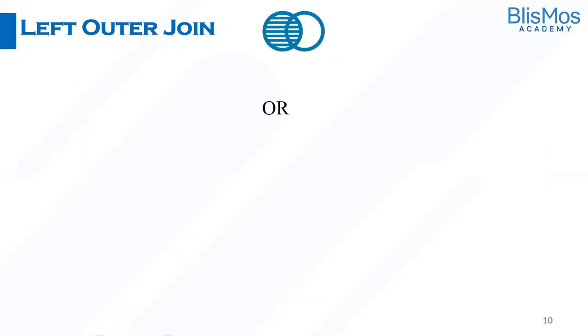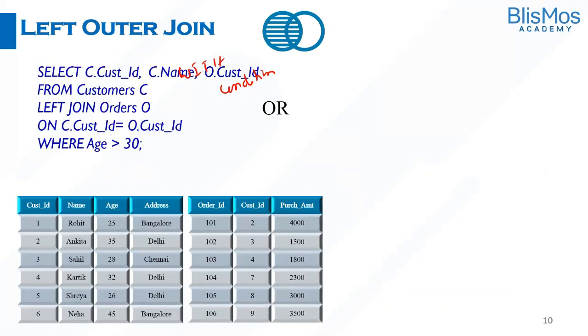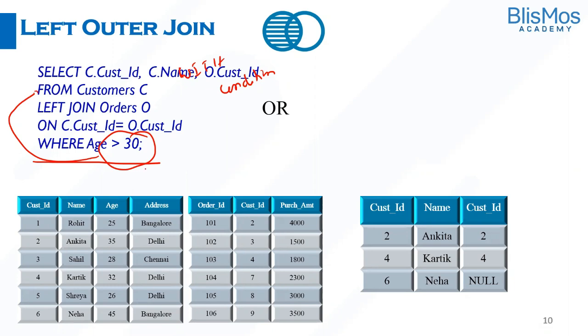We can also do a left outer join with condition. So here the condition is age should be greater than 30. Age is there in only one column, that is customers. What will happen is first this where condition will be executed and it will filter the records which satisfy this particular condition.